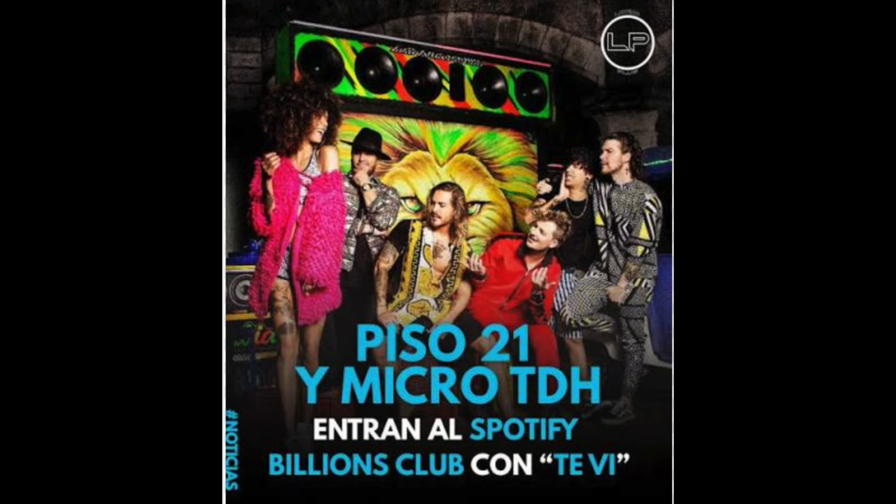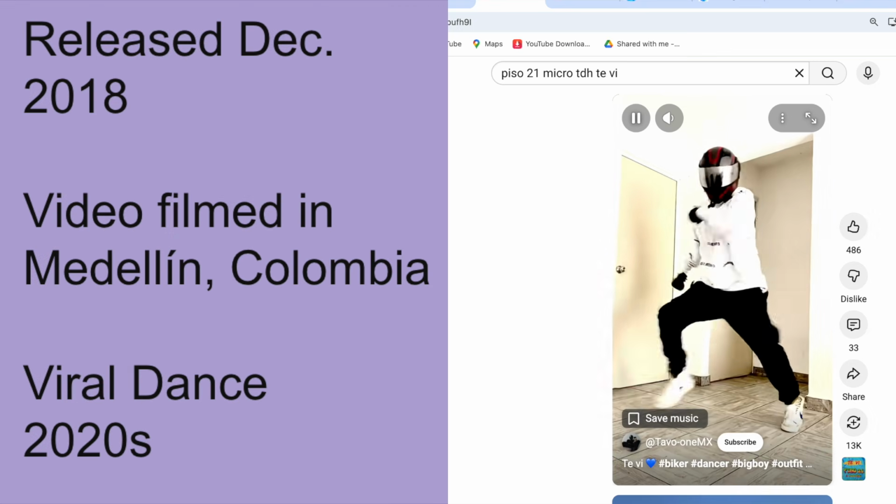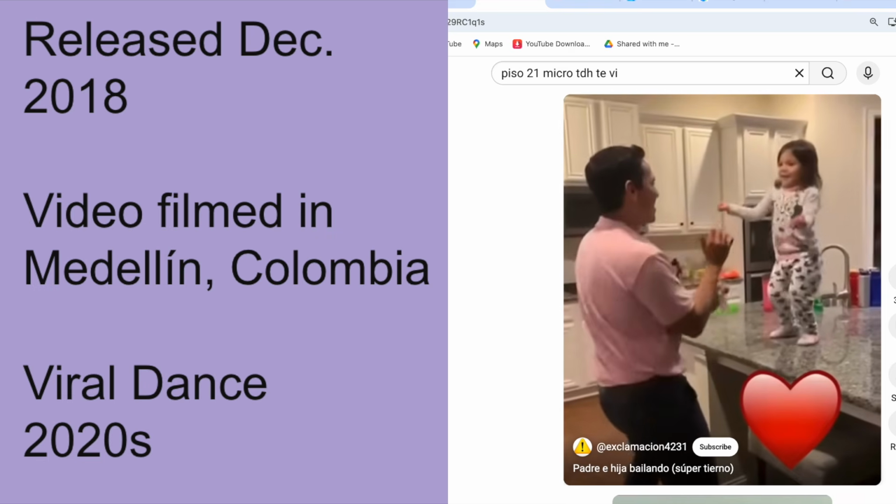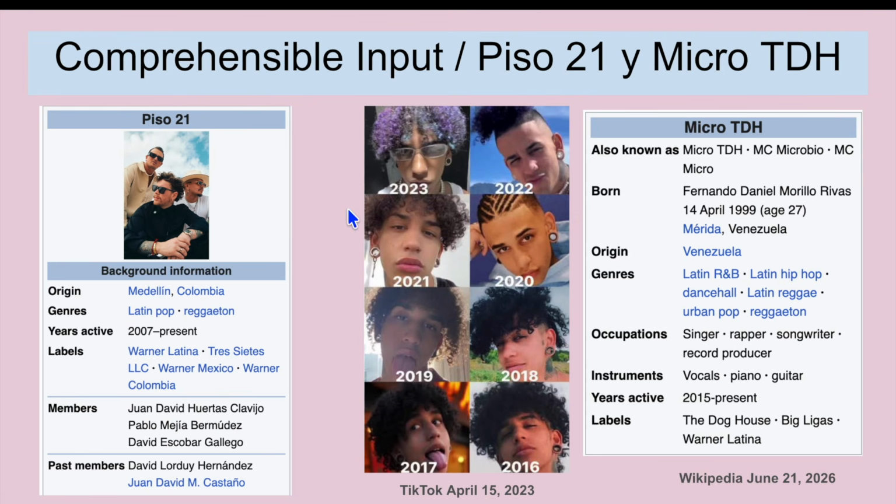Are you ready for today's song? The verb is right here in the title. We're listening to the hit Te Vi, which was hugely popular a few years ago. Piso 21 is from Colombia, and their name refers to the 21st floor of a building. And Micro TDH is from Venezuela, and this TDH stands for his label, The Doghouse.